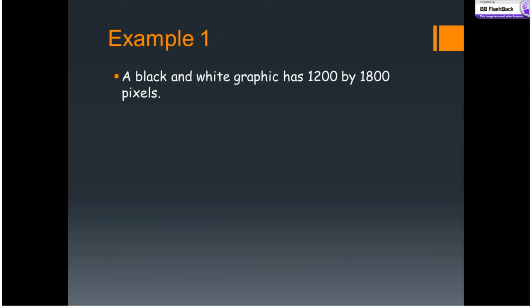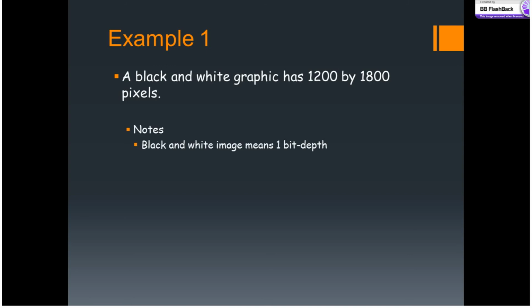Right, so here's my first example. We're going to take a black and white graphic, and that graphic has 1200 pixels across by 1800 pixels down. Now there are two different types of graphic calculation questions that you can get. One is when they give you the number of pixels, and that's generally worth 2 or 3 marks. And the second one is where you have to calculate the number of pixels, and that's worth 3 or 4 marks, just depending on the complexity of it. So, we've got a black and white image. It's 1200 by 1800 pixels.